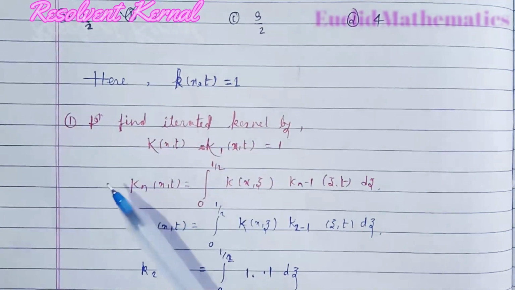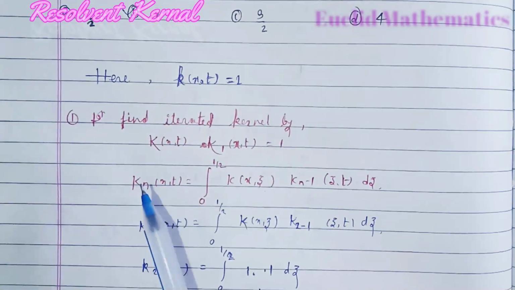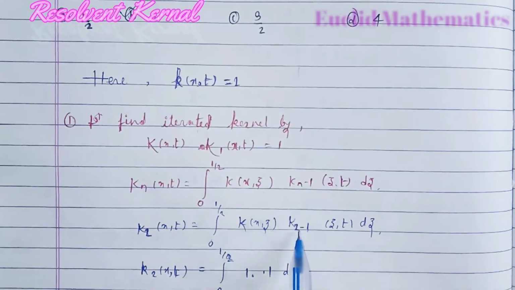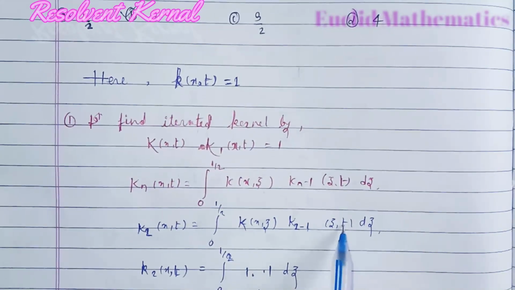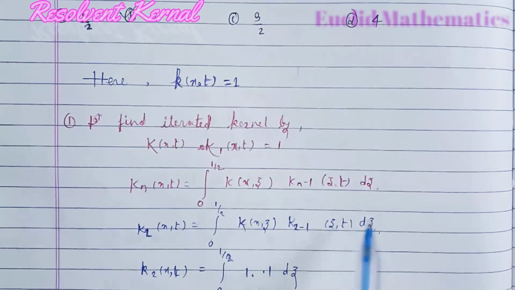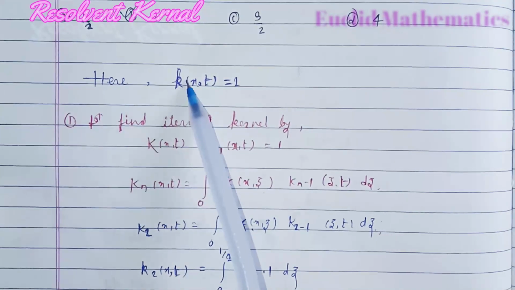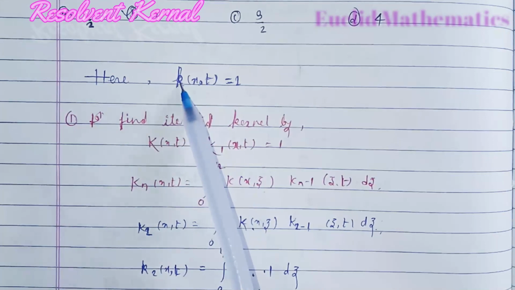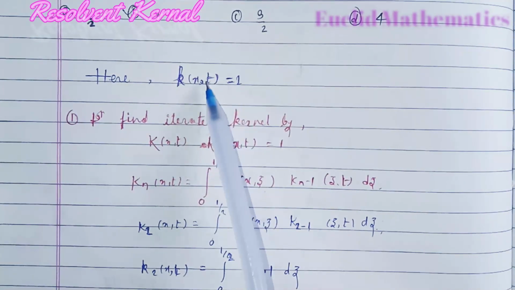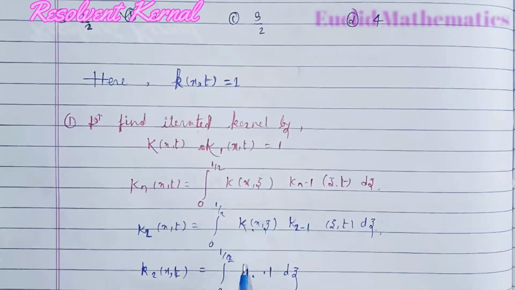So let's build this term now. We have K1(x,t). Now we need K2(x,t), so put n equal to 2. K2(x,t) is the integral from 0 to 1/2 of K(x,z) K2-1(z,t) dz, that is, K(x,z) K1(z,t) dz. We want K(x,z). K(x,t) is 1. Replace t by z: K(x,z) is also 1 because it is a constant. It doesn't matter when the variables x and t get replaced. So K(x,t) is 1, then K(x,z) is also 1.